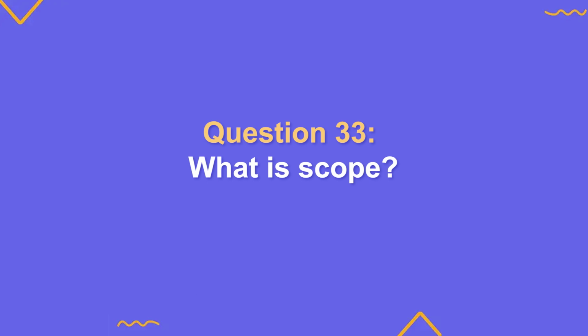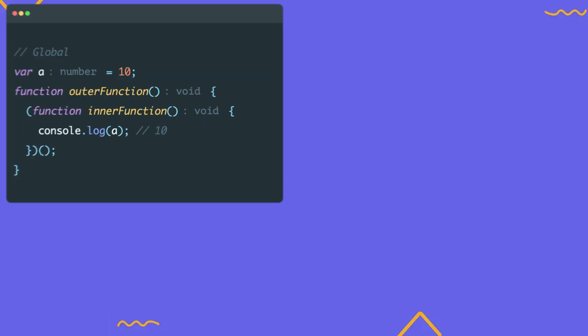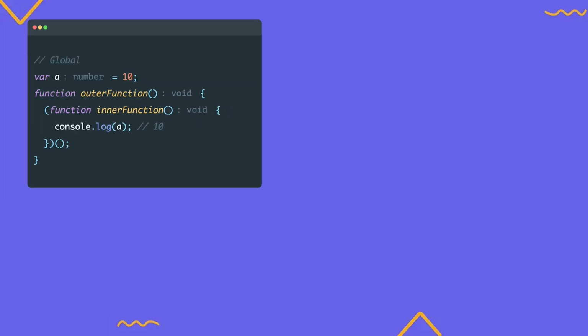So what is a scope? A scope in JavaScript is the context in which we have access to variables or functions. JavaScript has three types of scopes. Global scope. Variables and functions declared in this scope are global, meaning they're added to the global namespace and can be accessed from anywhere in the code.